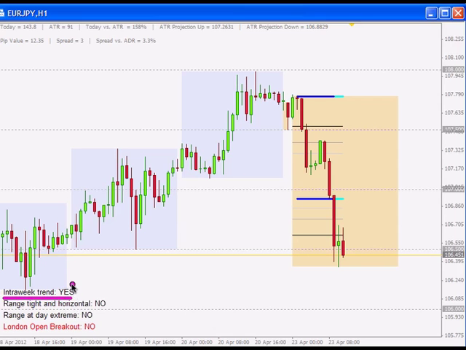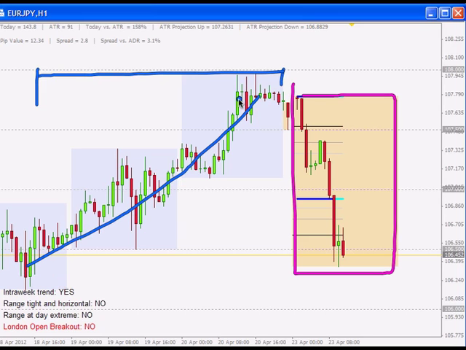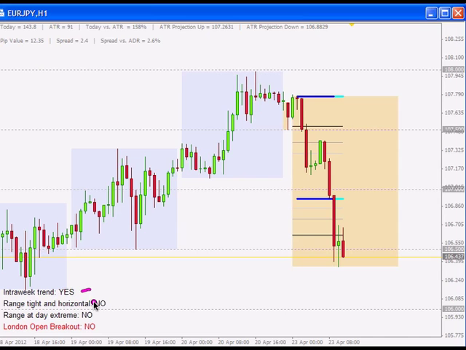Intra-week trend, yes. So, what does that mean? Well, basically the indicator takes a look at the previous 2-3 days worth of price action, okay? By the way, this is today's price action, so the indicator takes a look at the previous 2 or 3 days, meaning this junction of the chart, in order to determine whether there is a trend in place or not. As you can see, there is indeed an uptrend for the previous 2 or 3 days, and therefore the indicator is marking a yes. All right, that filter is indeed valid, or does indeed apply in the market.